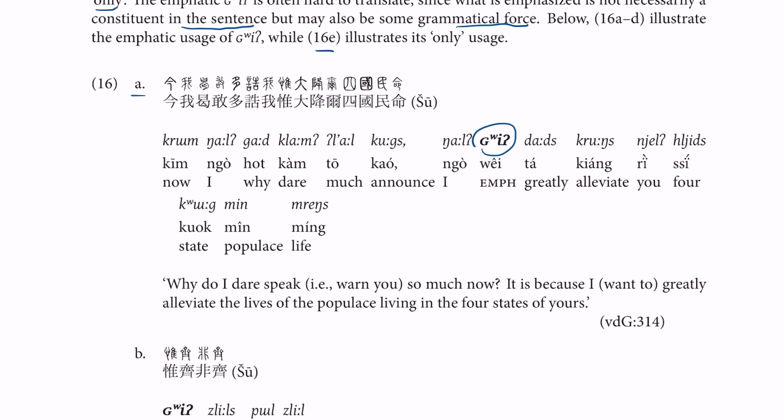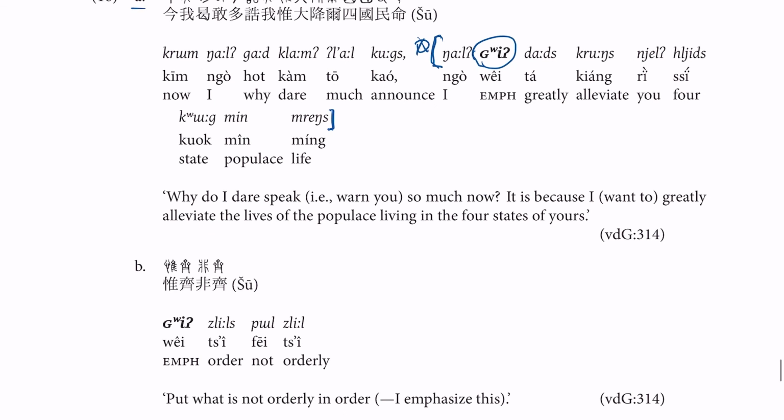In this sentence, what gui emphasizes is a reason for a question. The reason why I dare speak so much is because I want to greatly alleviate blah blah blah. That means gui has its scope over the entire second clause here. And notice that even though it has scope over the entire clause, it doesn't appear to the very left of the sentence, but appears between the subject and the rest of the sentence. So that's something quite interesting.